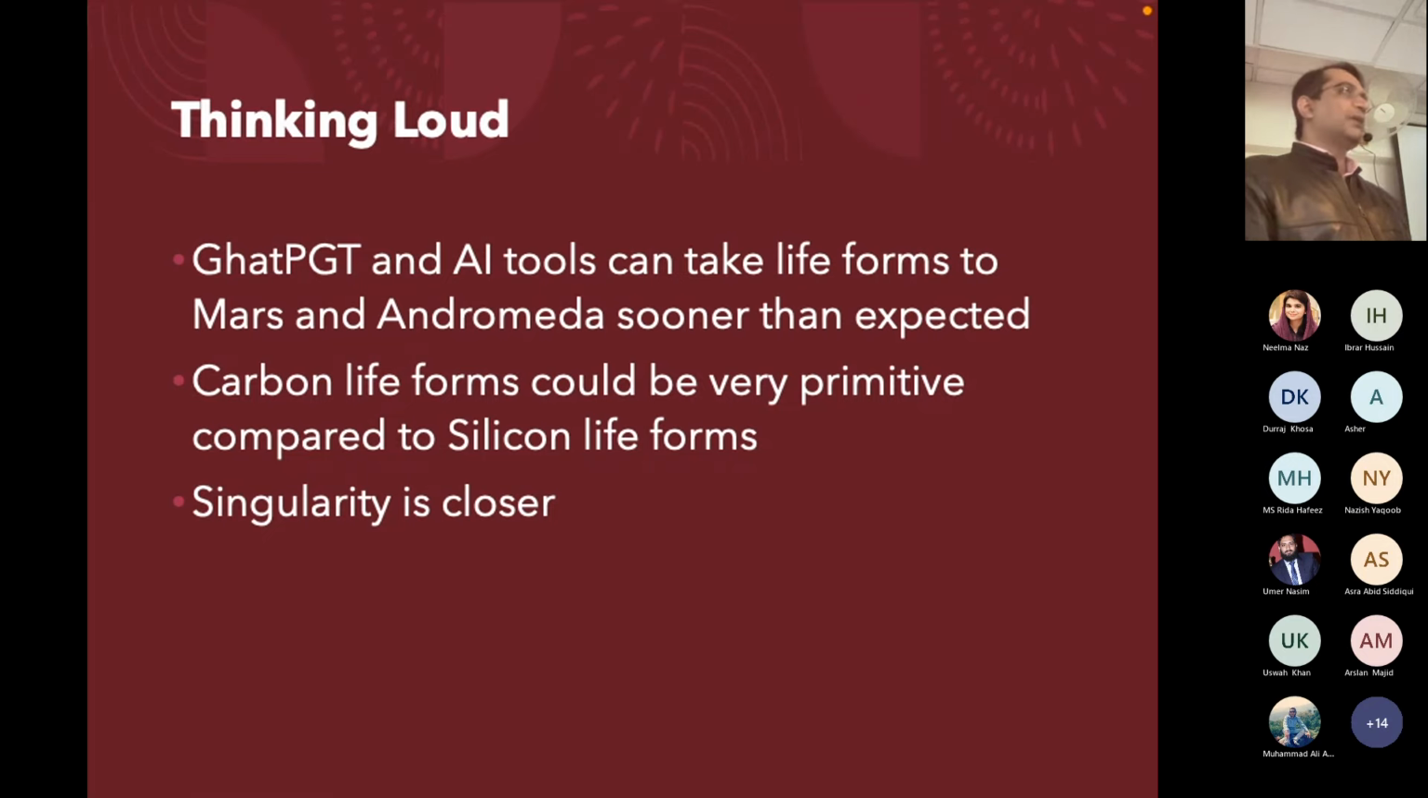However, going to Mars is not an easy task. And I feel that such types of AI tools are going to help for going to those places. Okay, so I'm going to take some questions from the audience, so I can see some raised hands. Okay, so just a second.